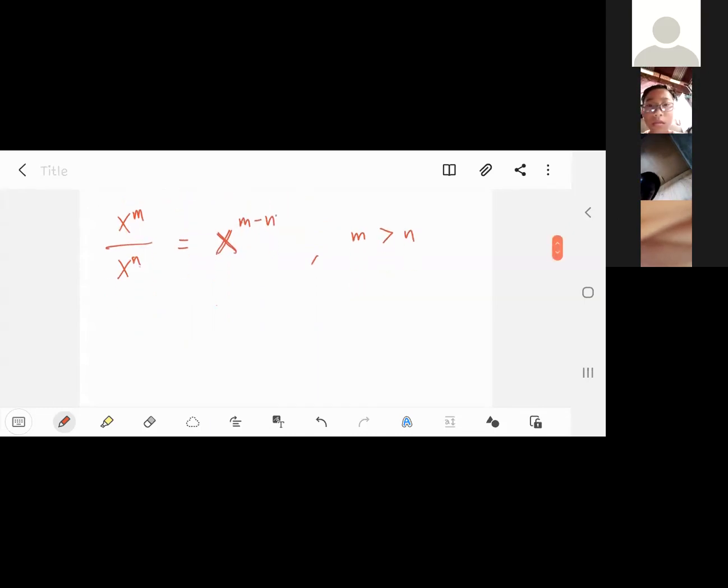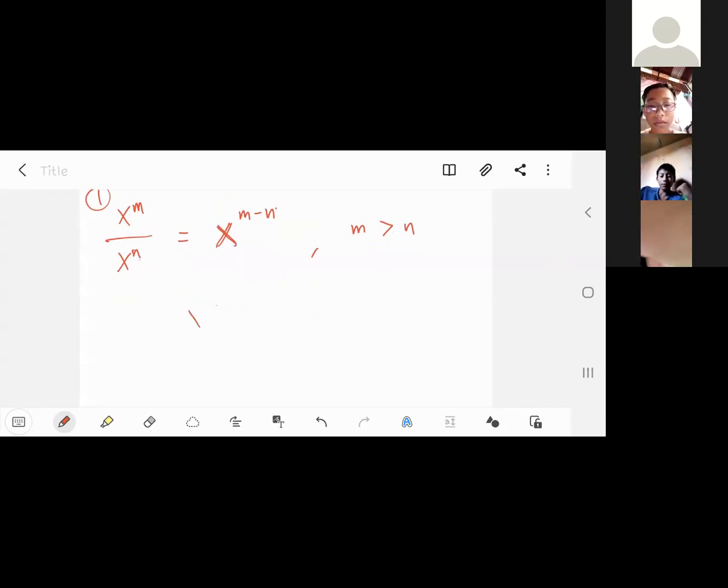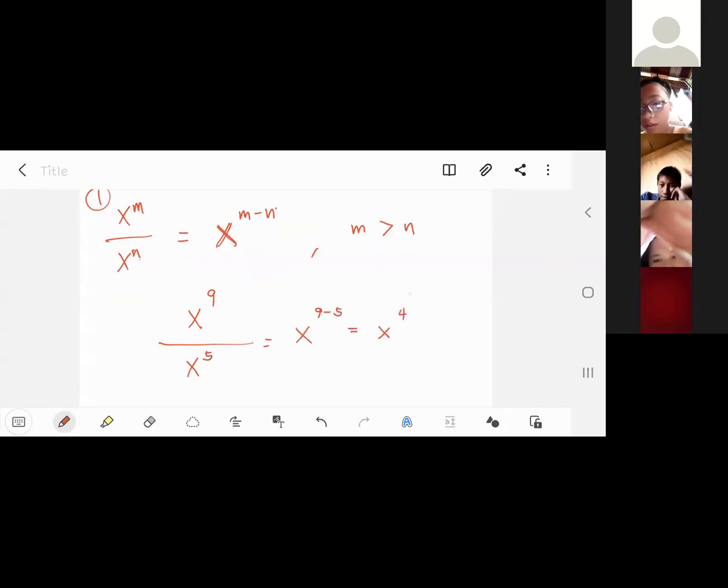This is rule number 1, ha? Example, we have x to the power of 9 divide x to the power of 5. Sinong mas malaki? Nasa numerator or nasa denominator na exponent? Numerator. So, what you're going to do is x to the power of 9 minus 5. Therefore, your final answer is x to the power of 4. Okay, maliwanag? Yes, ma'am.